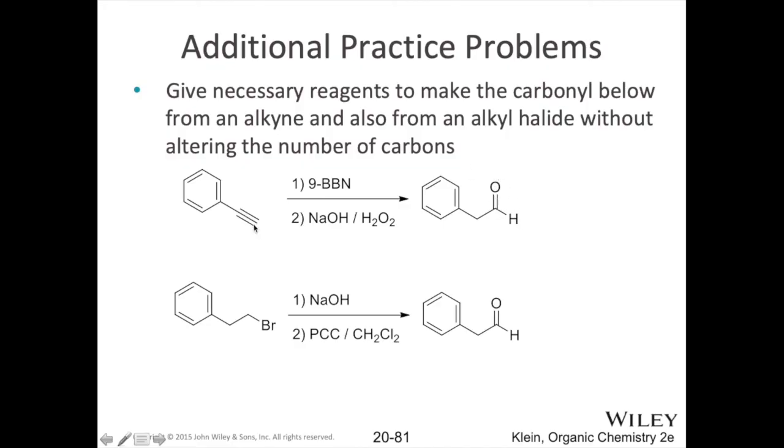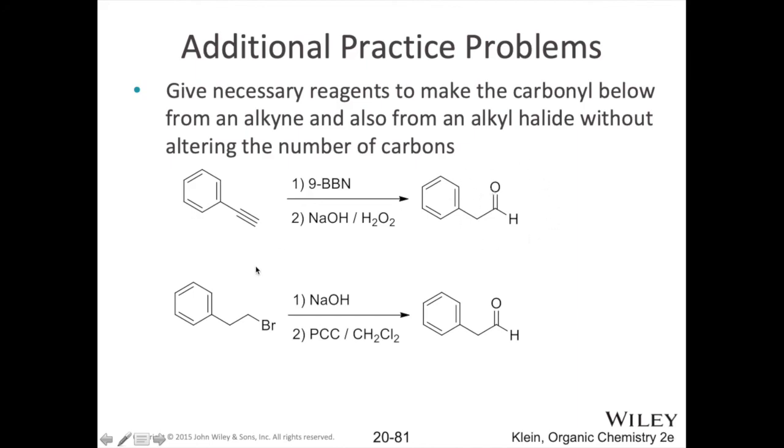The intermediate here would be an enol, so you'd have a double bond here and a single bond to your OH group, and then that pi bond shifts over, and the hydrogen on your alcohol group shifts over here, and that's how you make that aldehyde.